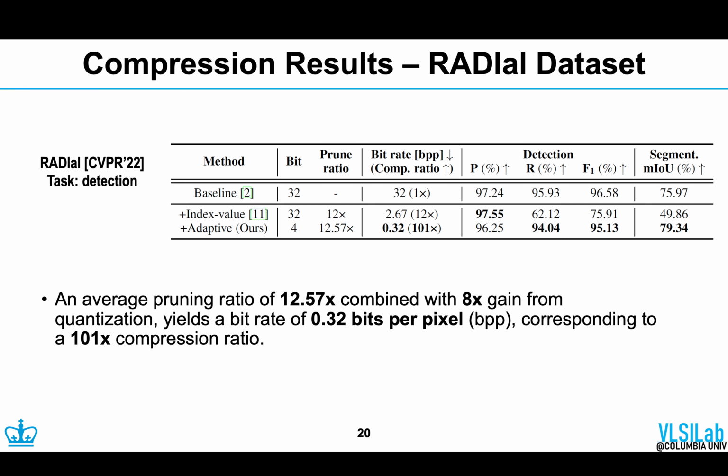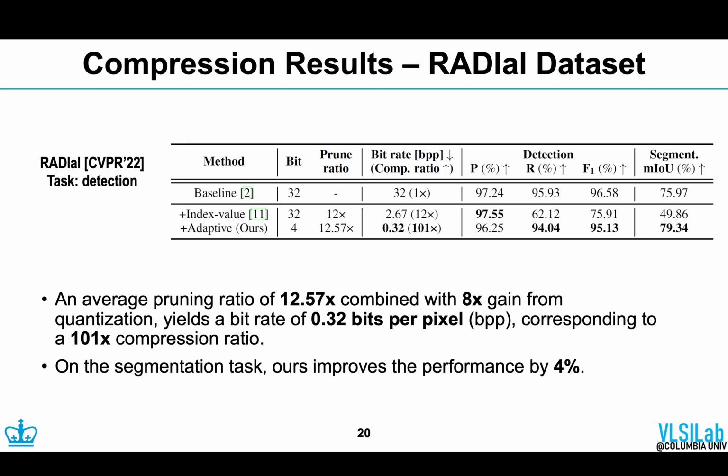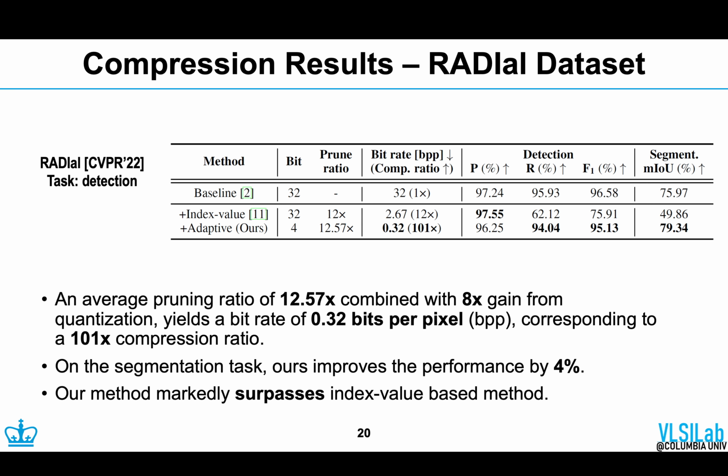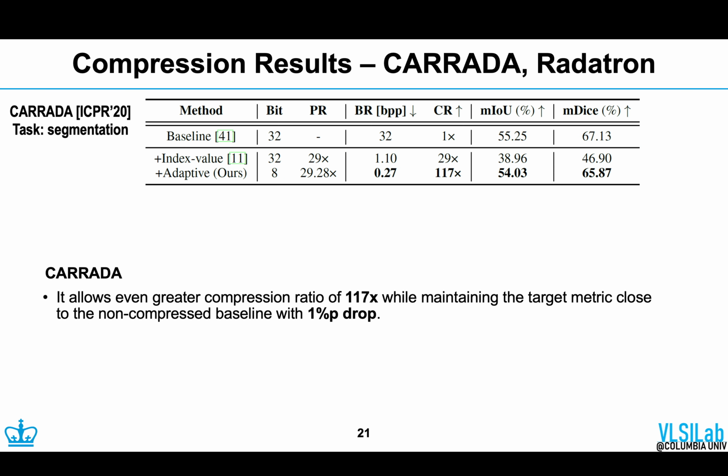We show the holistic performance on the radar dataset. An average pruning ratio of 12.57 times combined with 8 times gain from quantization yields a bit rate of 0.32 bits per pixel, corresponding to a 101 times compression ratio. On the segmentation task, ours actually improved the performance, and our method markedly surpasses the index value-based method.